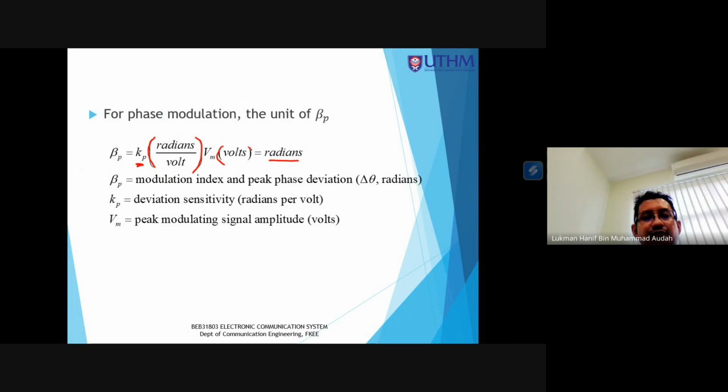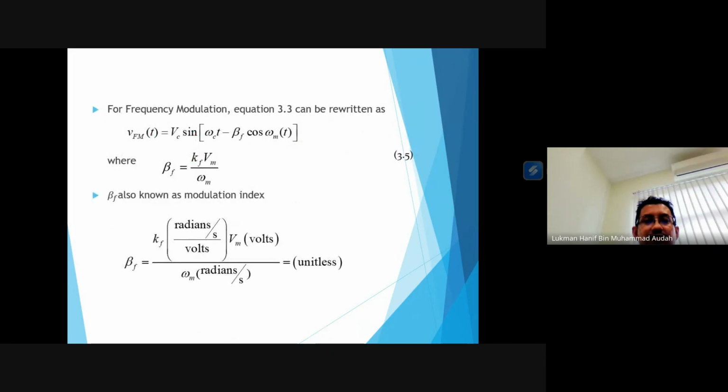Vm, the unit is volt. So that means if you see radians per volt, you multiply it with volt. Okay, so you're going to produce a value in terms of radians. So the value of beta P is in terms of radians.